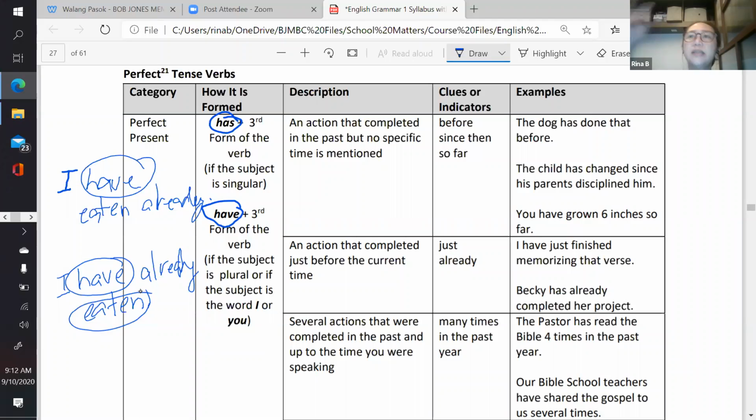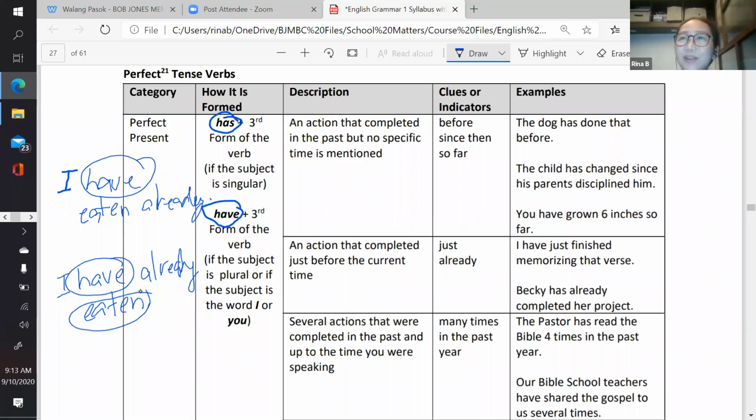The rule of putting the already is really about if there's an auxiliary verb. So have is your auxiliary verb, and then already, and then your main verb. Okay? All right.